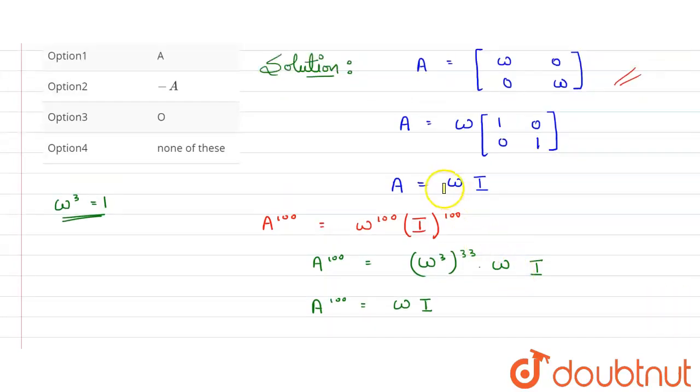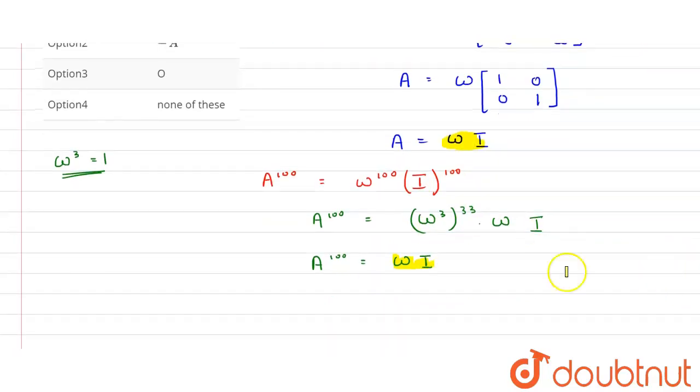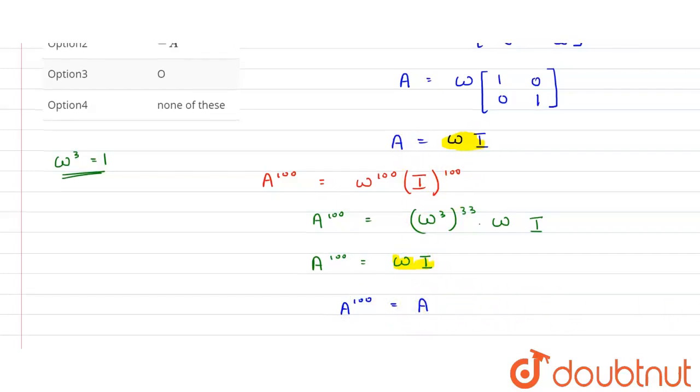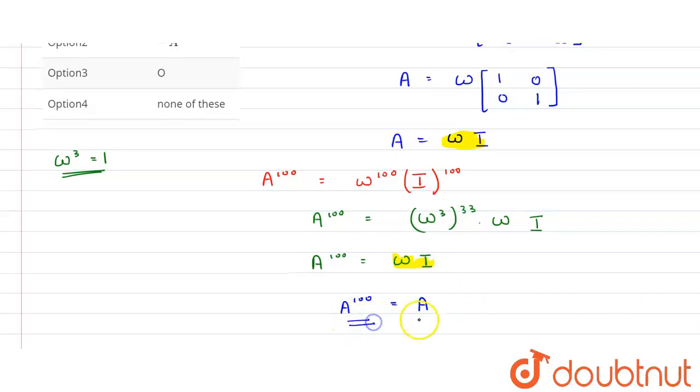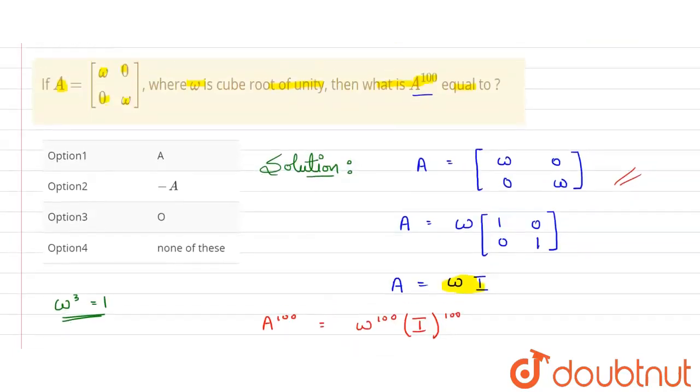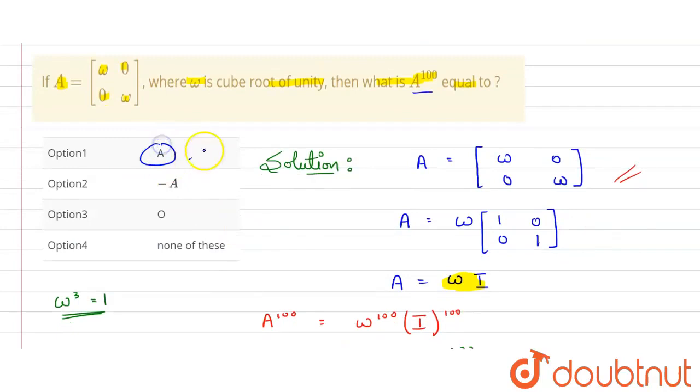Now look here, we got omega I on the RHS. Here also we are having omega I. So what I can conclude from this is that A raised to power 100 equals omega I. Omega I is what? A. So we have that the value of A raised to power 100 is A itself. So let's match the options. Option 1 will be the correct answer.